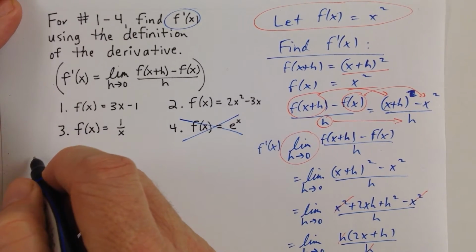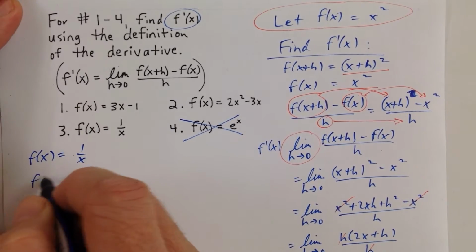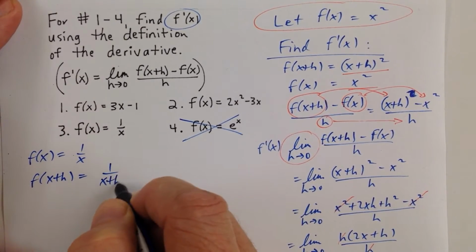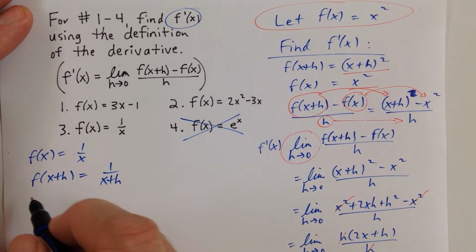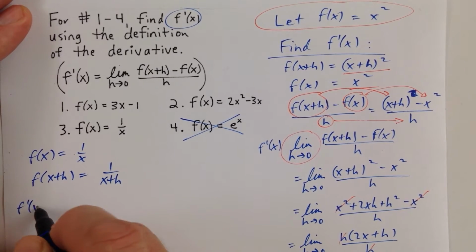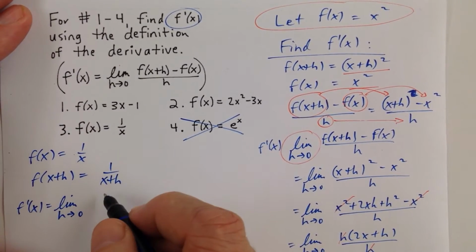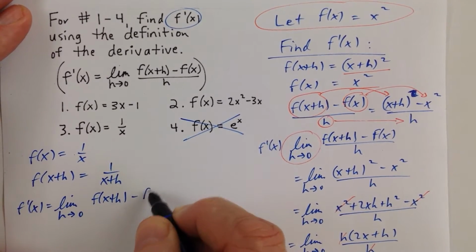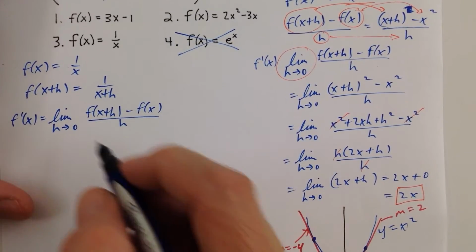Okay, so for number 3, f of x equals 1 over x, we know then that f of x plus h is 1 over x plus h, and we want to find the derivative of that function right there. So the derivative is equal to the limit as h goes to 0 of f of x plus h minus f of x, all over h. Now I know you know that, so let's go ahead and move on.